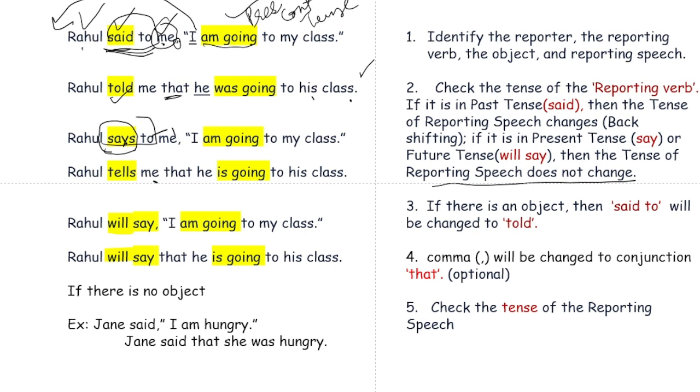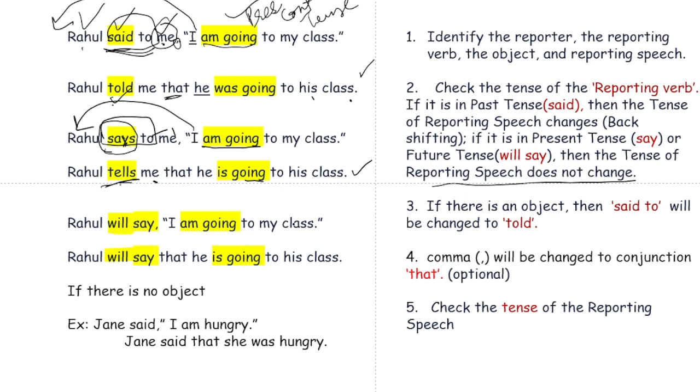So this "says to" will change into "tells". Here it was "said", so it was changed into "told". Here it is in present tense, so it will change into present tense only. Says will change into tells. Rahul tells me that he. Now who is I here? Again, I is Rahul, so it will change into he. This was written in present continuous. It will remain in present continuous. He is going to his class. Understood? Now let's see another example where the reporting verb is written in future tense.